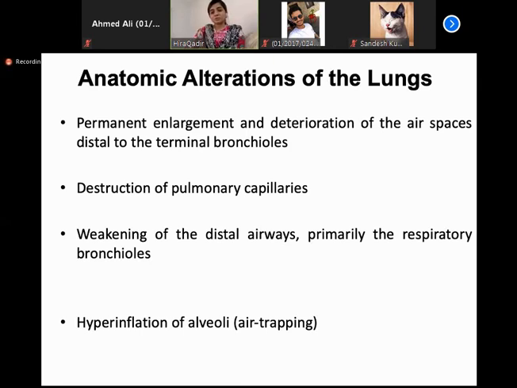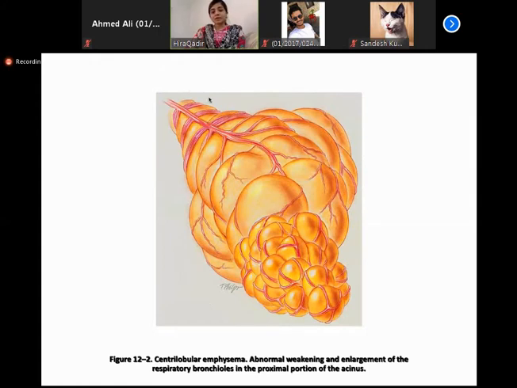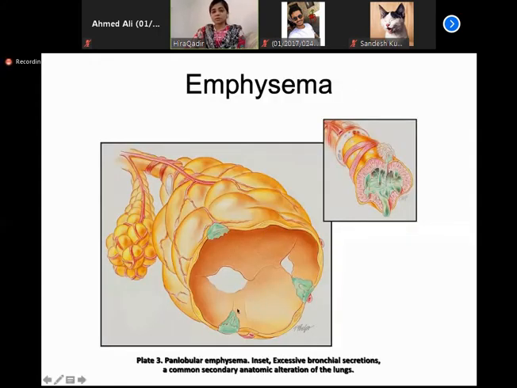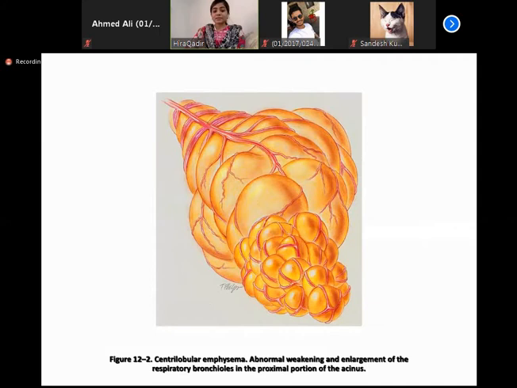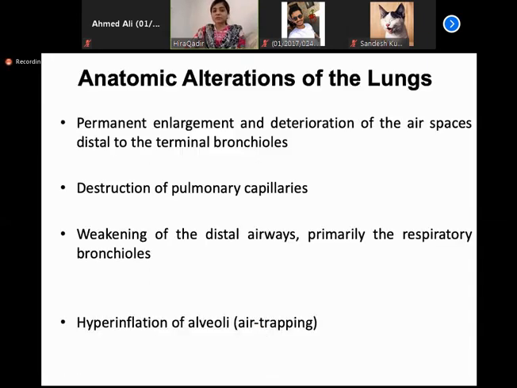In the anatomical classification, there is distal acinar emphysema, for example, panacinar. The acinus is the functional unit of the lung, and panlobular means there is destruction of the whole acinus. Usually, panlobular emphysema occurs in alpha 1 antitrypsin deficiency. And this is centrilobular emphysema, where there is destruction of the central part of the acinus. So in emphysema, there is enlargement and deterioration of the airways.